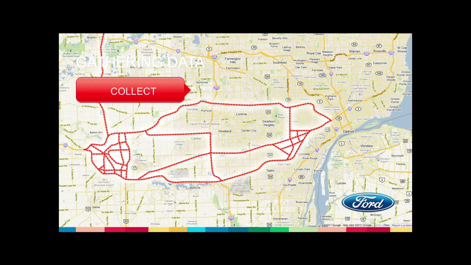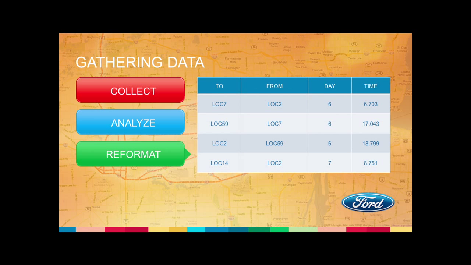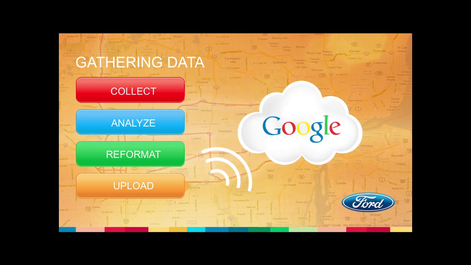Once we've collected that data, we analyze it to identify the locations for each trip, the origin, the destination, the time the trip started, and the date. We then reformat this into a format that's suitable for prediction. That means that we take the locations and convert them to tags, and we take date and time and make them scalar variables. We then upload everything to the cloud, just as shown for us.